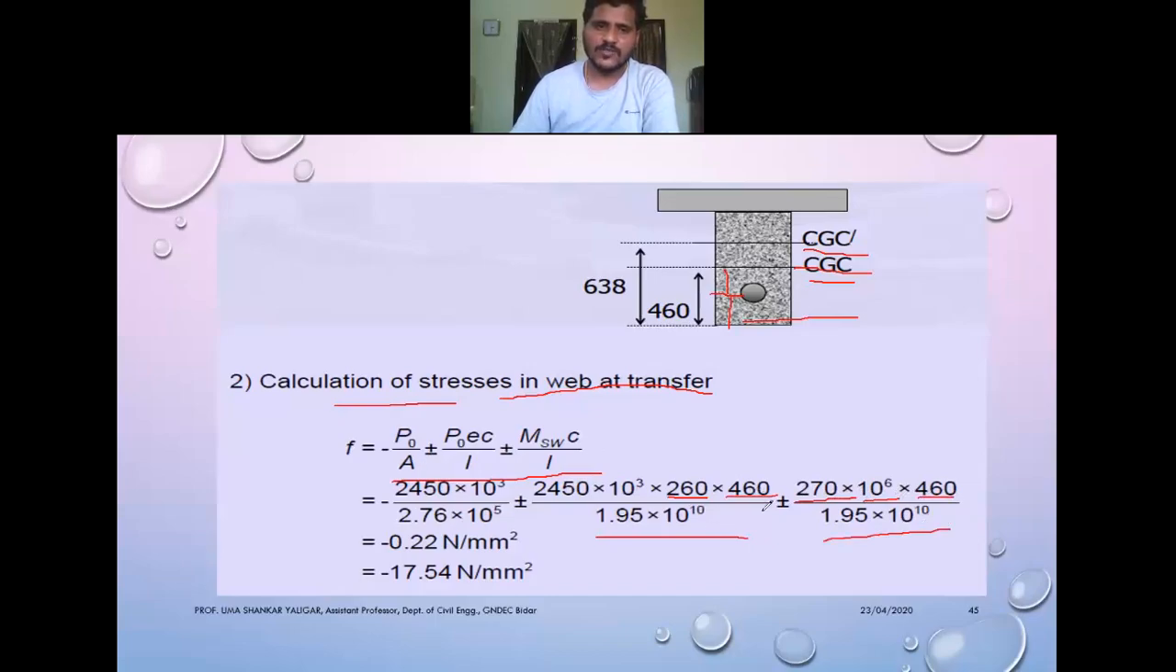If you substitute all these values, if you take the positive, you will get the top stress: ft is equal to minus 0.22 Newton per mm square. But if you take the bottom, minus, you will get minus 17.54 Newton per mm square. This is at the top and this is at the very bottom. These are the stress at the top and stress at the bottom in the web at transfer. At transfer you have only the self weight of your web; the flange is still not constructed.